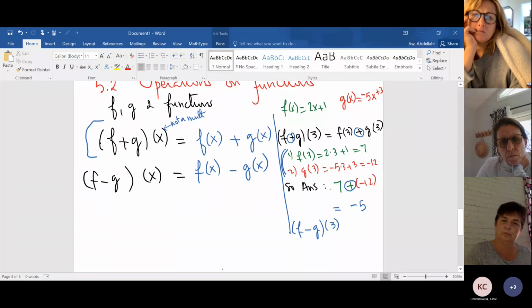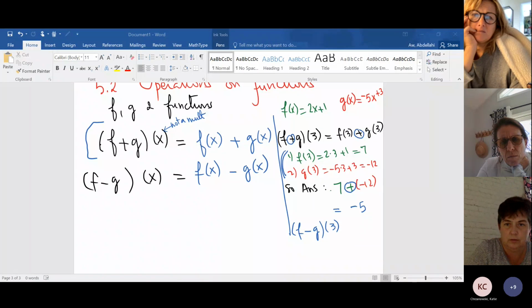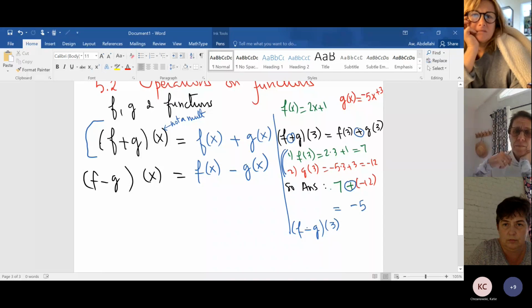Now it is a minus. What are you going to do to the 2 numbers, 7 and -12? What are you going to do to them? Because here we have minus.